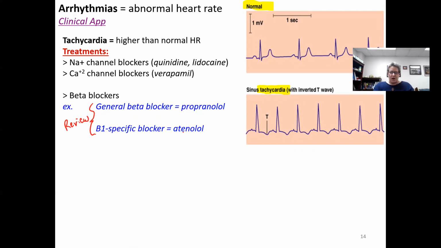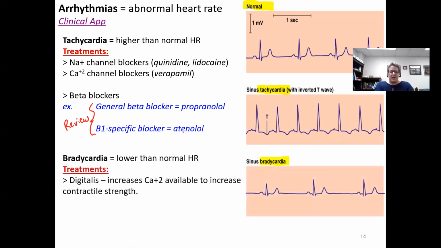Now, the opposite problem of tachycardia is bradycardia, where the heart rate is too low, and that will cause hypotension. So, treatments for chronic bradycardia or chronic hypotension would be something to increase heart rate. Well, one thing that could do that is digitalis. Digitalis functions to increase the calcium available, and remember, calcium is a stimulatory ion. It makes more of it available, and the heart, when it contracts, will contract stronger.